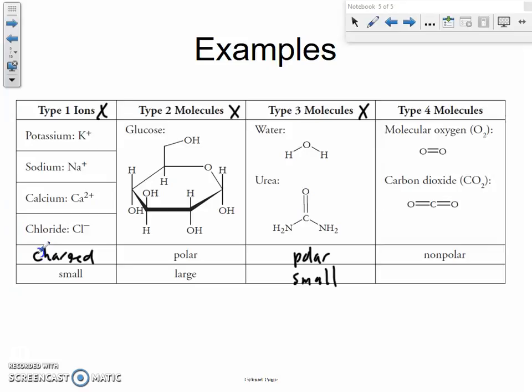And then last but not least, we have type 4, which are molecules that are nonpolar and also small. And here we have molecular oxygen, which obviously we need in large quantities to do respiration. That can go into our cells through the membrane. And then we have carbon dioxide, which is also nonpolar and can go through the membrane.